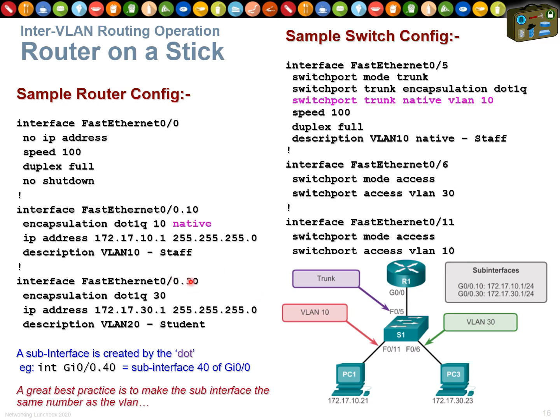You want to come back in 6 months and say, oh, VLAN 30, oh, that's subinterface 30. VLAN 30, subinterface 30. Oh, and it's 172.17.30. Have some sort of correlation, have some sort of pattern.